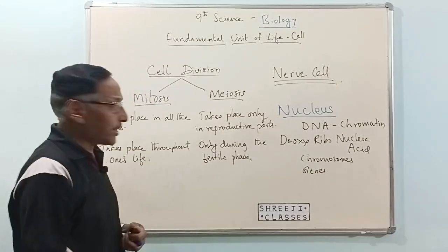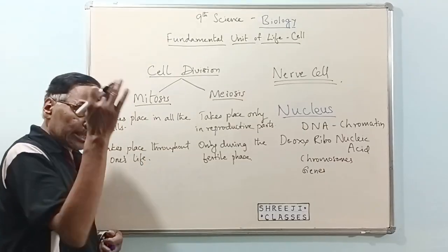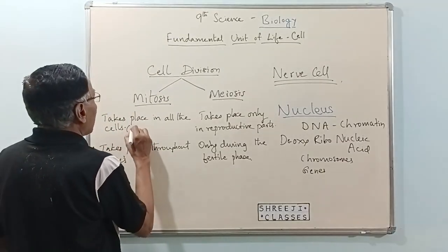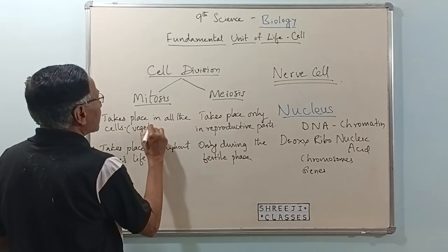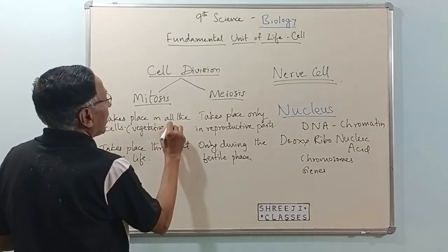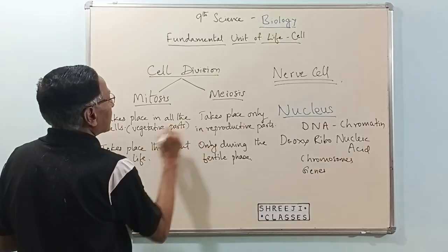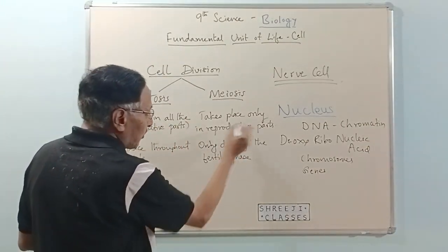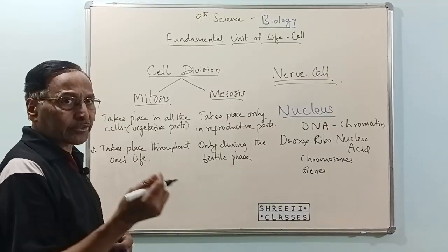Right from birth till death, mitosis keeps taking place. Right? Or you can say in vegetative cells or vegetative parts. Whereas meiosis takes place only in reproductive parts, that is, sex organs. Right?